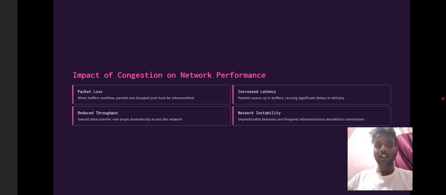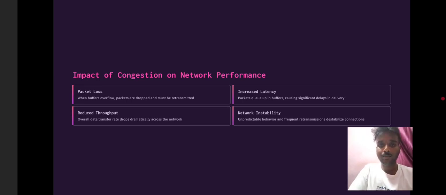Impacts of congestion on network performance. The effects of congestion are very important to understand. First is packet loss. When buffers overflow, packets are dropped and must be retransmitted. Second is increased latency, meaning packets take more time to reach the destination. Third is reduced throughput, which means the rate of successful data transfer decreases.